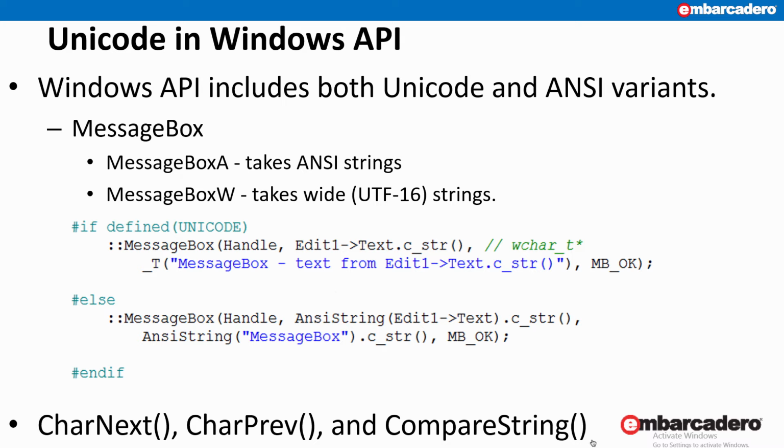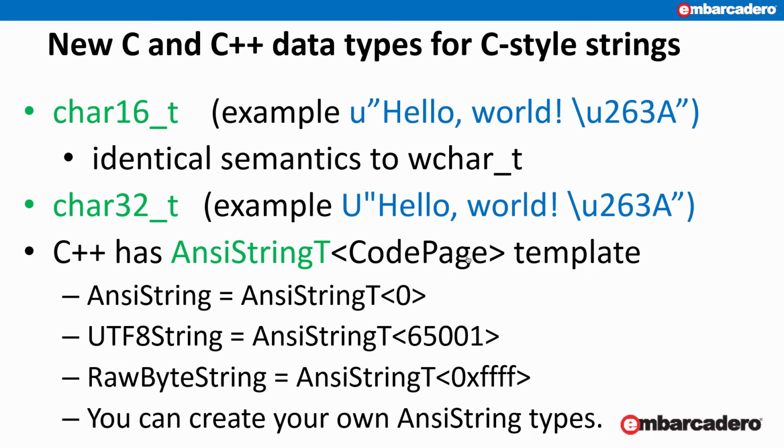And lastly on this slide, the Windows API also includes functions such as CharNext and CharPrev and CompareString that are capable of dealing with complexities such as composite characters and surrogate pairs. So all of this is great. Next, let's look at the C++ data types for C-style strings.